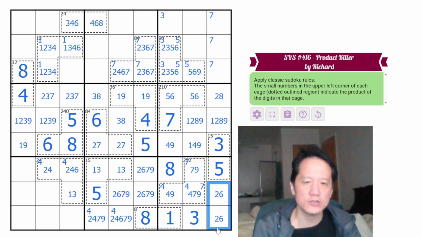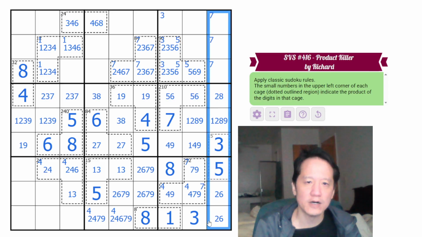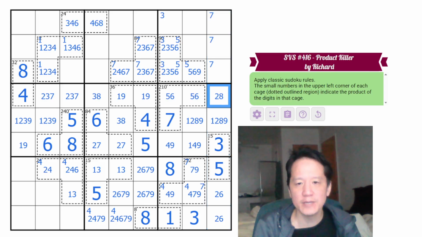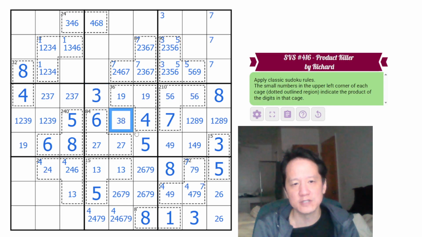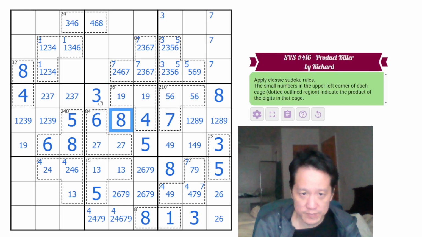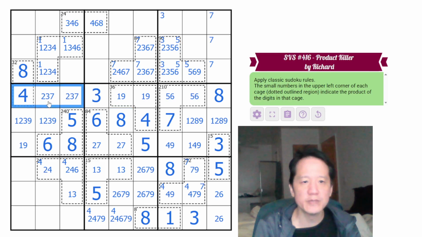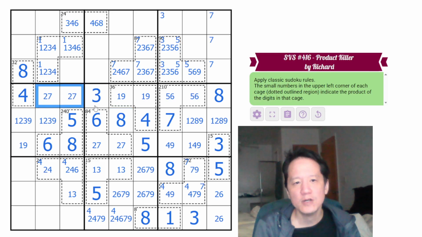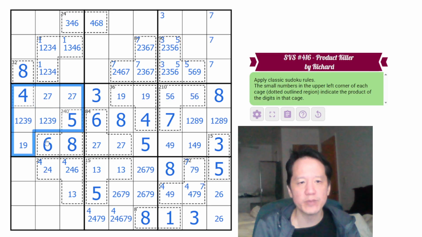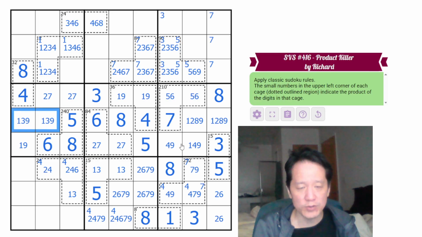That forces a 2, 6, 2, 6 pair in column 9, which eliminates 2 and 6 in the rest of the column. So this can't be 2, it must be 8, which means this can't be 8, this is 3, which means this can't be 3, so this is 8. This 3 eliminates 3 in the rest of the row. We now have a 2, 7, 2, 7 pair in box 4, which eliminates 2 and 7 in the rest of the box. This can't be 2, so it's a 1, 3, 9 triplet. This can't be 8. This can't be 2.